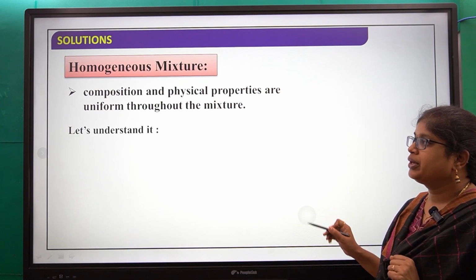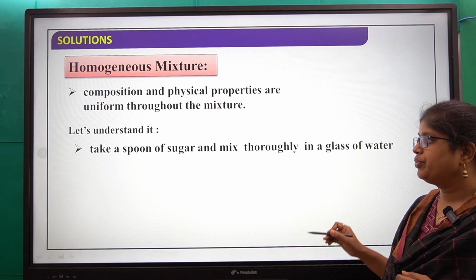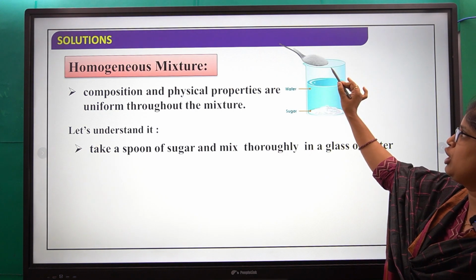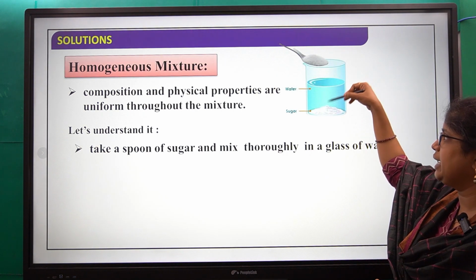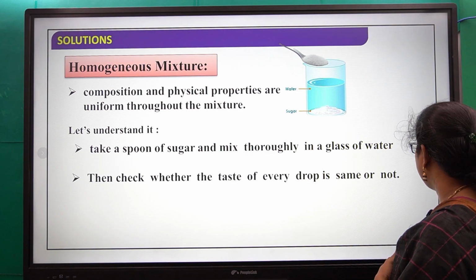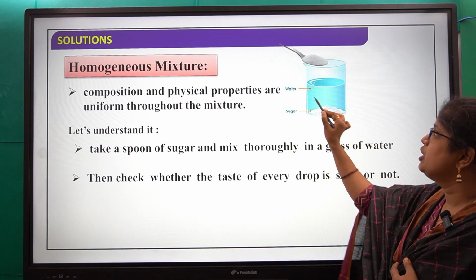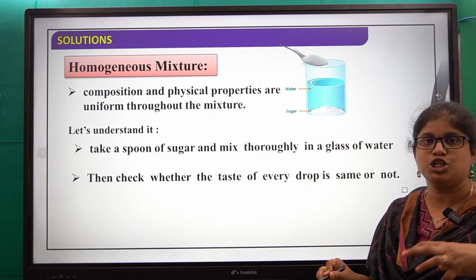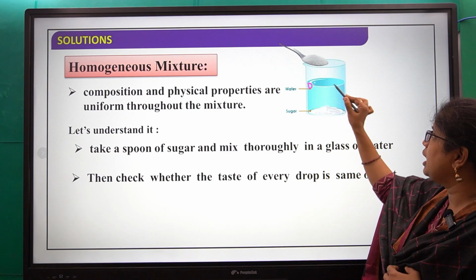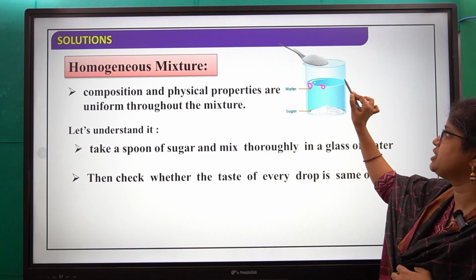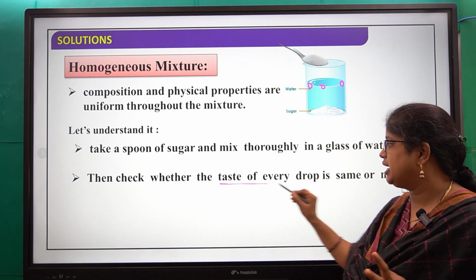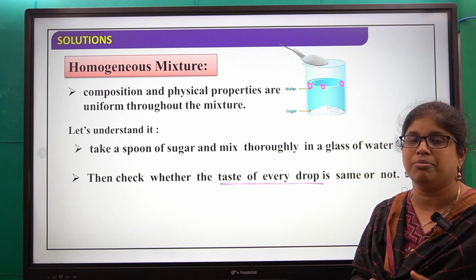For example, take a spoon of sugar and mix thoroughly in a glass of water. Then check whether the taste of every drop is the same or not. After mixing the sugar in the water, take some sugar solution here and taste it, take some here and taste it, and take some here and taste it, and check whether the taste of every drop is the same or not.